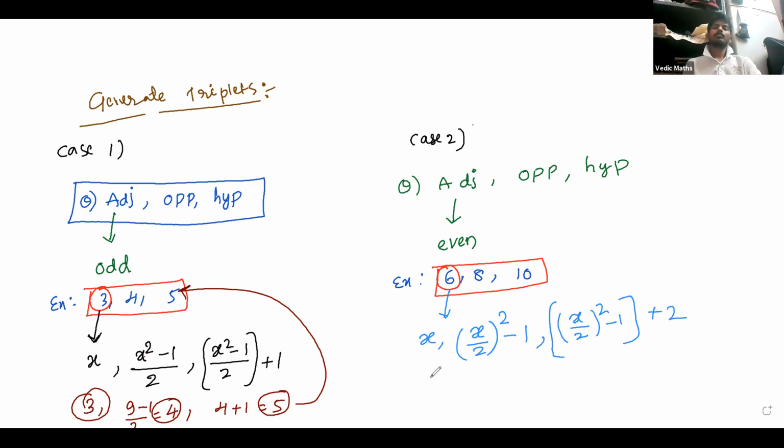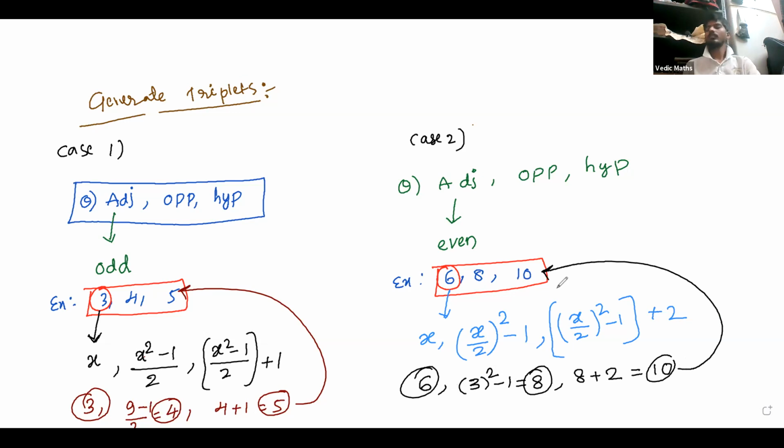That means, suppose you are taking 6, first take half of the 6. That is 3, and square it and subtract 1 from it. So 9 minus 1 is 8. Whatever value you are getting in the opposite position, take that value, add 2 to it, then you are getting 10. Now you can see 6, 8, 10 is one of the triplets. Is it clear or not? Please tell me. Yes, sir. Please note down.